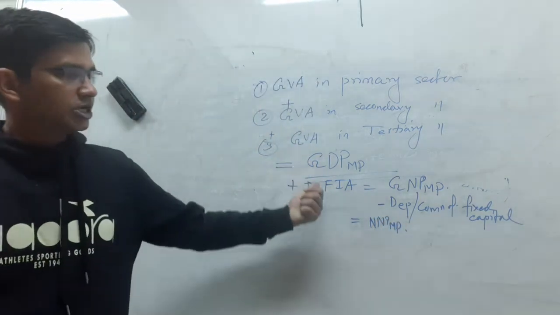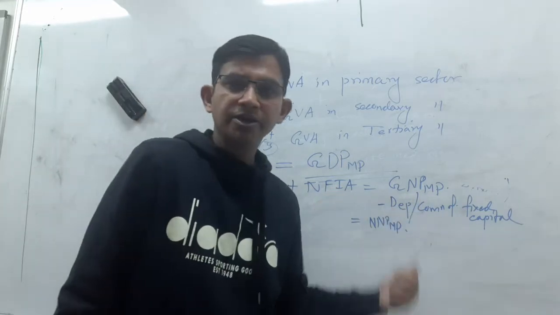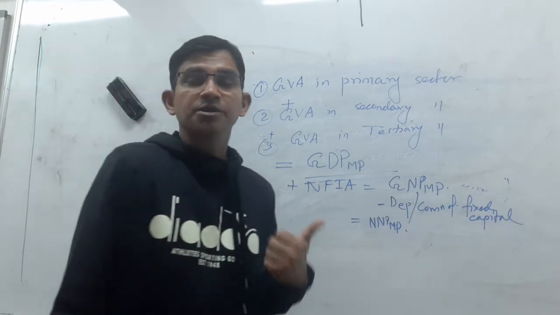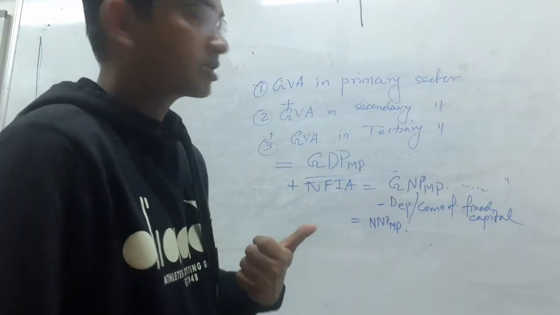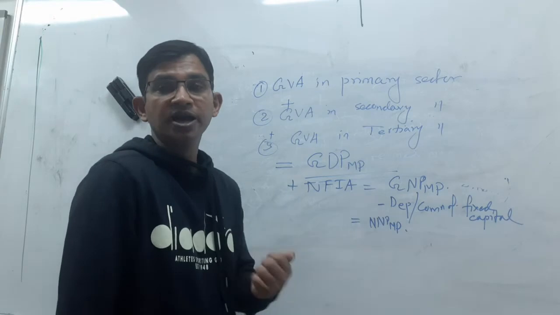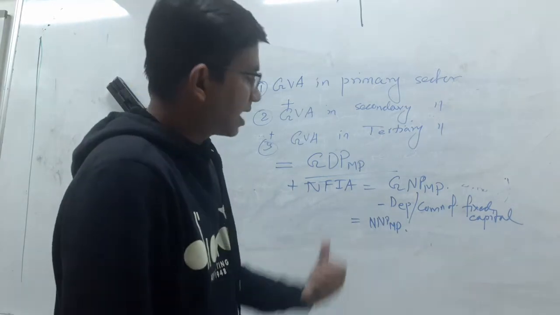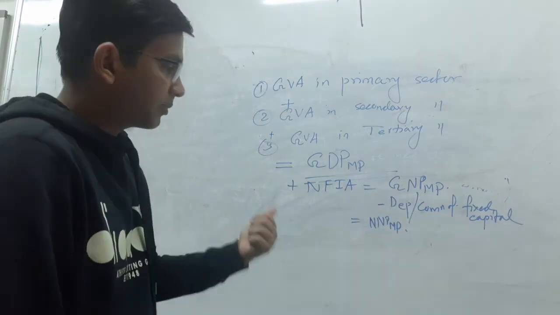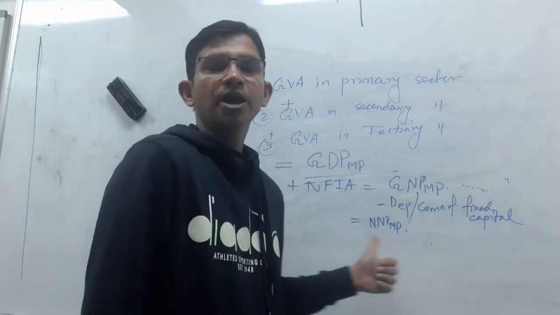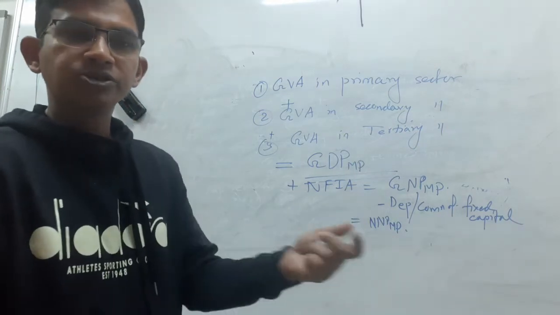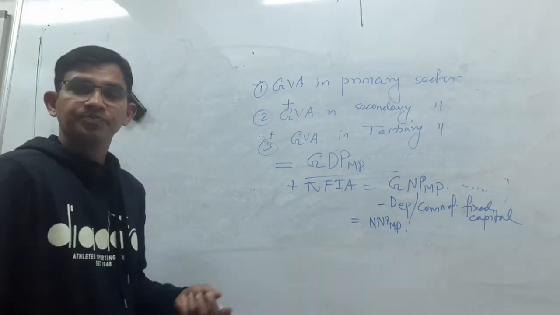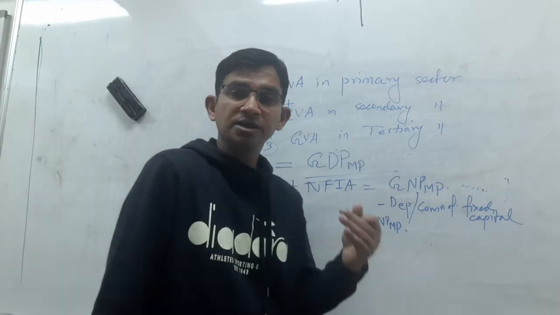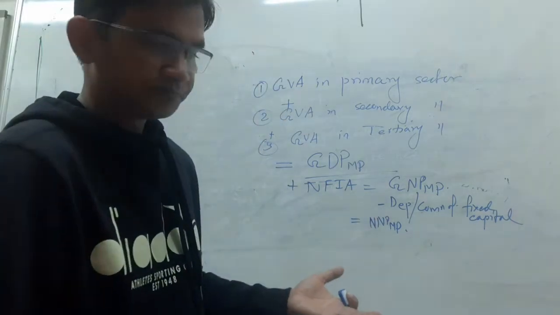So from GDPMP, we get gross national product at market price, which is the value of goods and services produced by the domestically owned factors of production of a country within a particular time period. And whenever we subtract the value of depreciation, the consumption of fixed capital, we get net national product at market price: the net value of goods and services produced by the domestically owned factors of production within a particular time period.